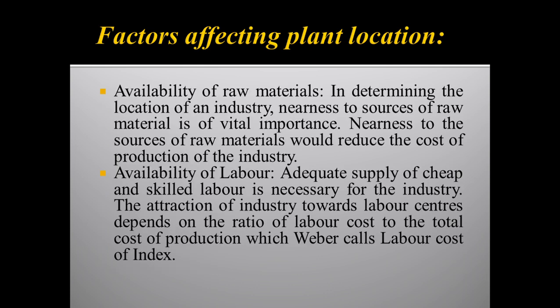First is availability of raw material. In determining the location of an industry, nearness to the sources of raw material is of vital importance. Nearness to the sources of raw material reduces the cost of production of the industry. For most of the major industries, the cost of raw materials forms the bulk of the total cost. Therefore, most of the agro-based and forest-based industries are located in the vicinity of the sources of raw material supply.